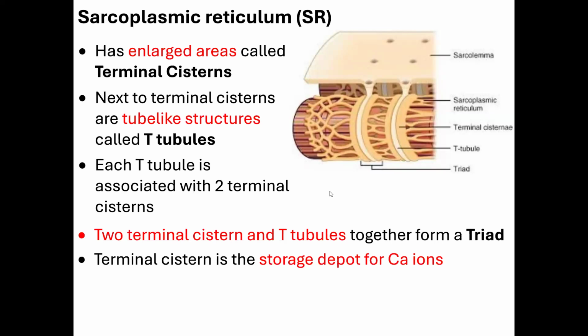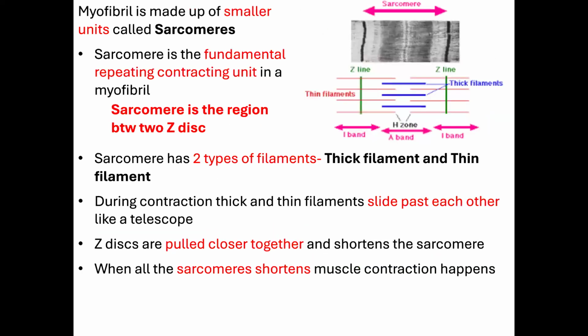Okay, so the terminal cistern is where the calcium is stored. Muscle needs calcium for contraction, right? And that calcium is stored in the terminal cistern. Clear so far? Okay. Now, let's have a look at the structure of the myofibril.